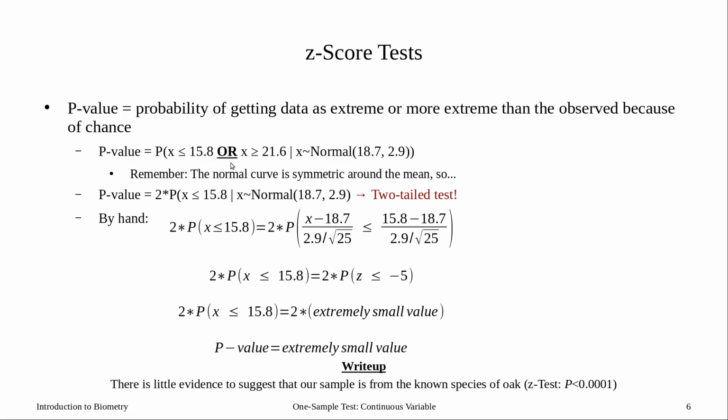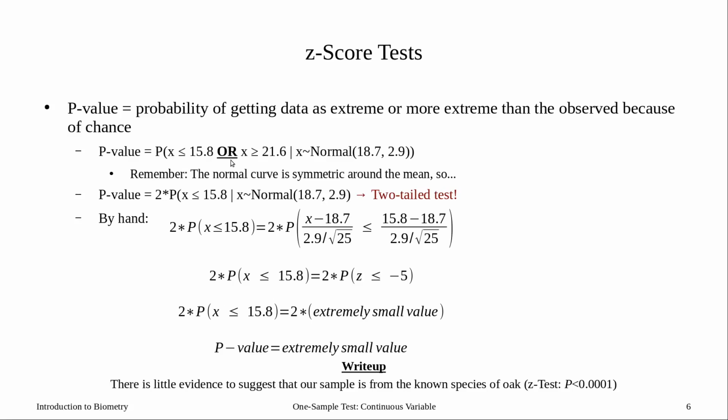Now, why do I do both of these? Well, it comes down to our p-value. It's the probability of getting data as extreme or more extreme than what we observed. So as extreme or more extreme is 15.8, so less than or equal to that value. Or we could also be the opposite end. We could be above it. And the reason we do above it is because we're doing a two-tailed test. Now, we don't have to do both of these. We don't have to calculate these probabilities, both of these, to get our p-value.